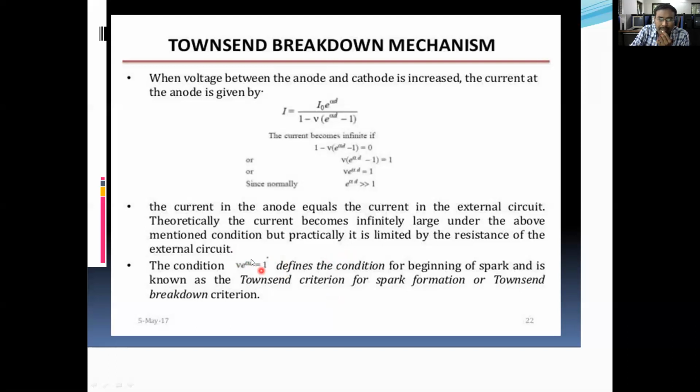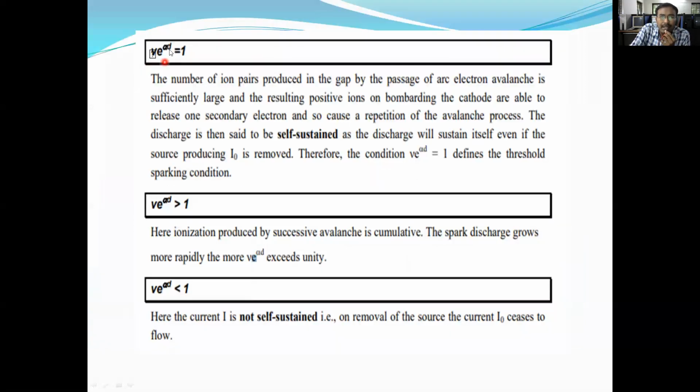Based on these conditions, γ e^(αd) = 1, γ e^(αd) less than 1, or γ e^(αd) greater than 1, we can state Townsend's criterion for breakdown. So there are different conditions: γ e^(αd) equal to 1, γ e^(αd) greater than 1, and γ e^(αd) less than 1.